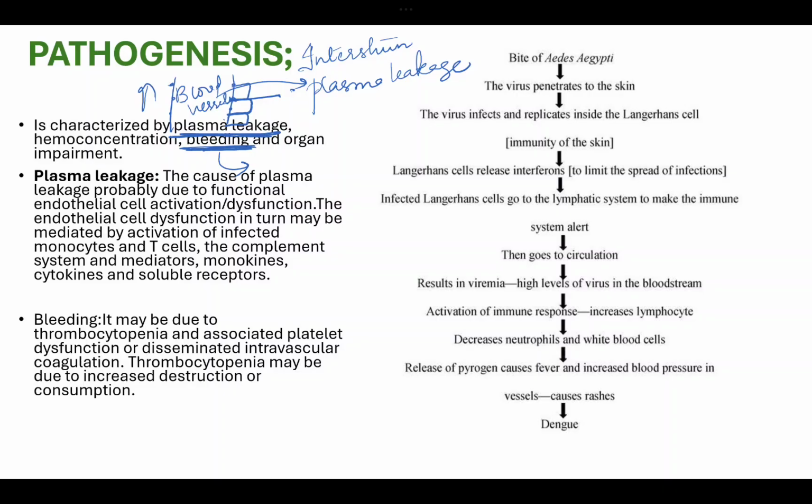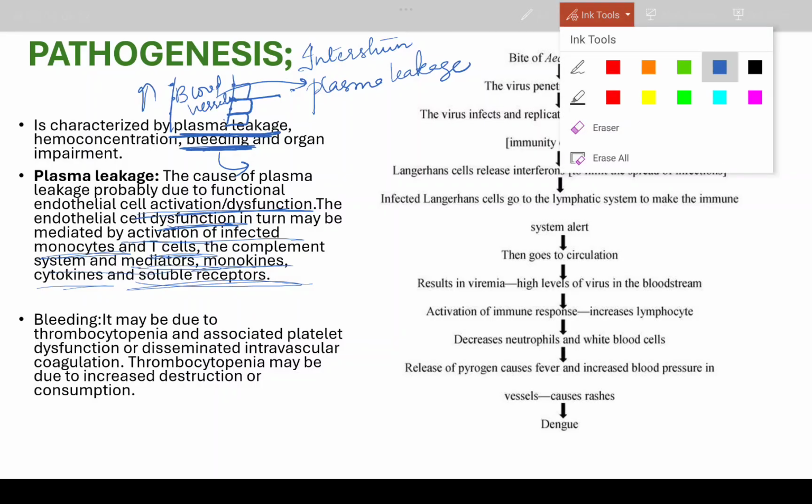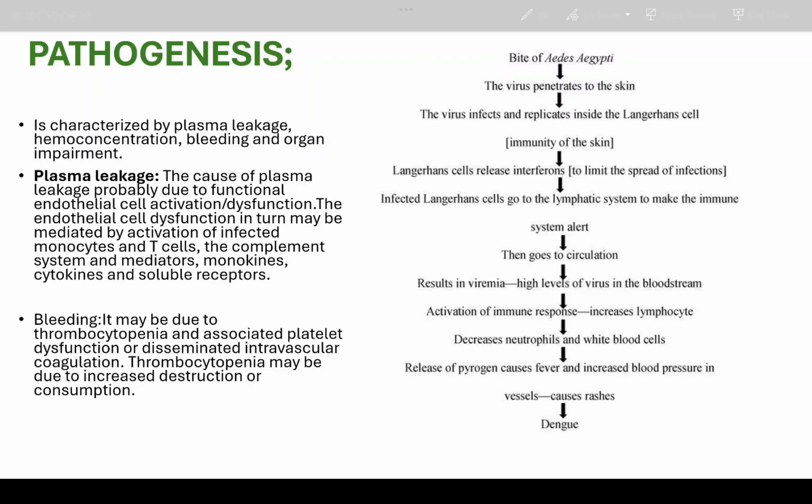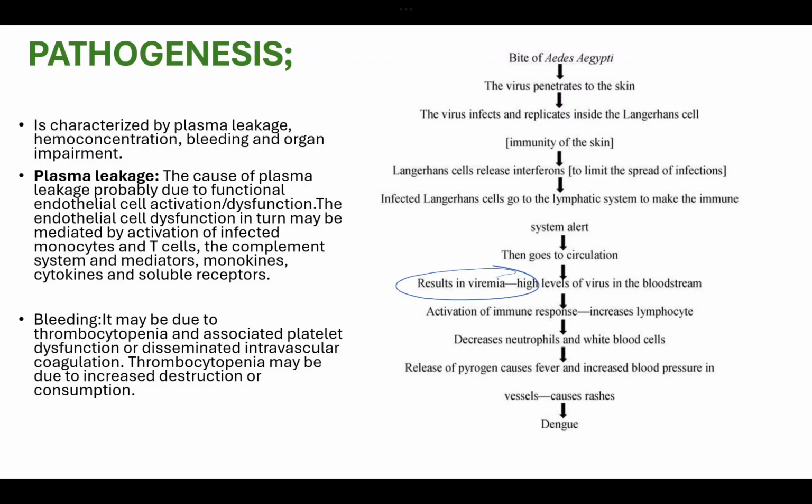And then we'll see the plasma leakage. The cause of the plasma leakage is probably functional endothelial cell dysfunction or activation. The endothelial cell dysfunction is in turn mediated by the activation of infected monocytes, T cells, complement system mediators, monokines, cytokines, and soluble receptors. You know very well, we have studied it in detail, that these Langerhans cells enter the blood, and once they enter the bloodstream, they go and affect the immune cells.